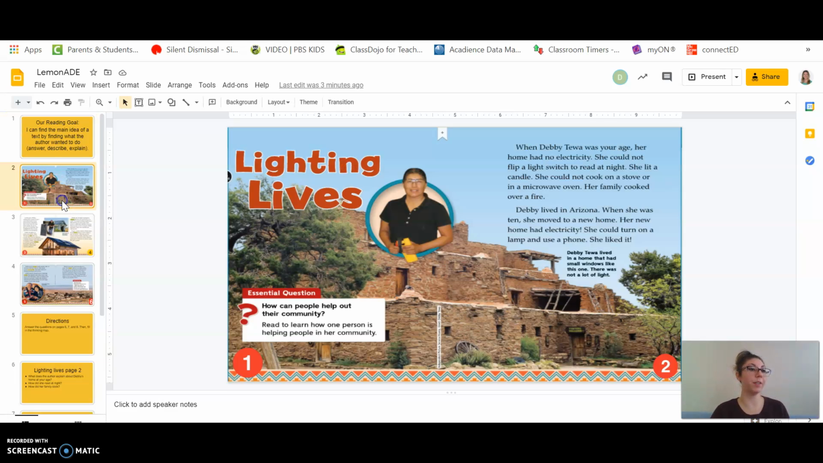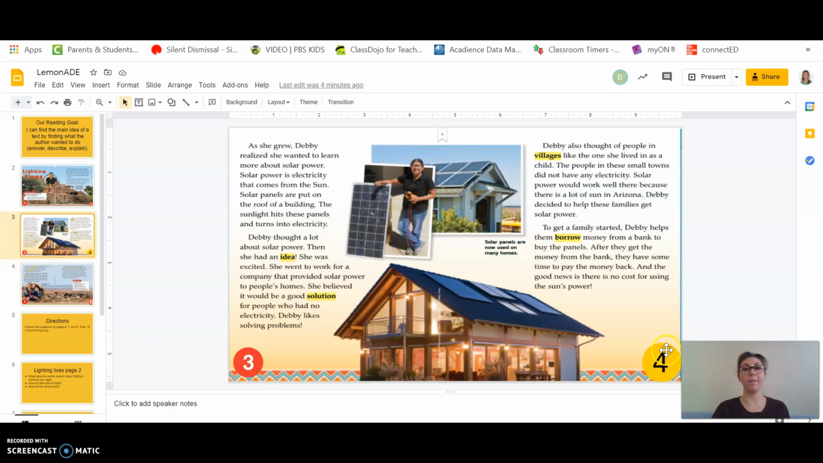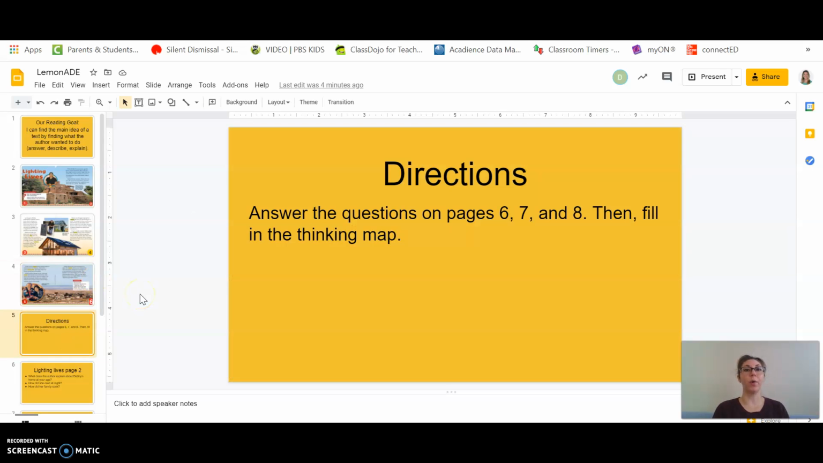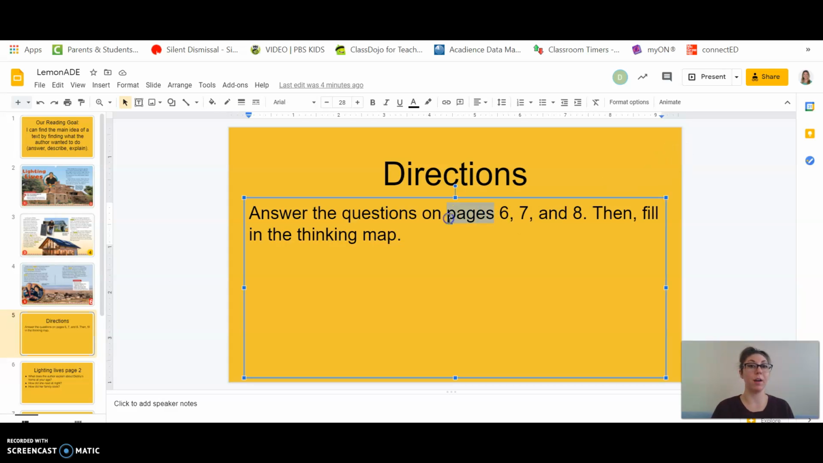So today you read the story Lighting Lives. You have page 1 of Lighting Lives, page 2, page 3, page 4, page 5, and page 6 of Lighting Lives. So now that you've read this, here are the directions. You're going to answer the questions. Instead of pages, I'm going to say numbers. So you're going to answer the questions on numbers 6, 7, and 8.